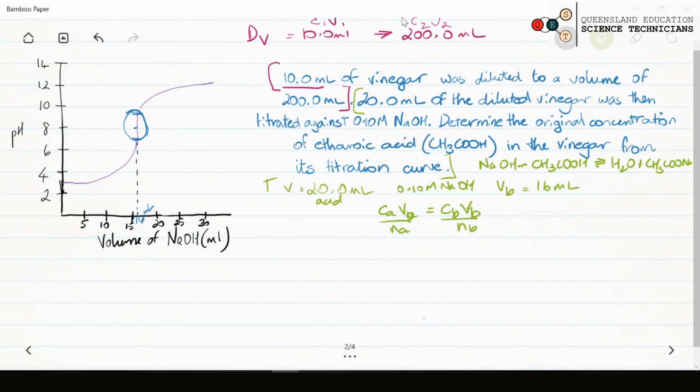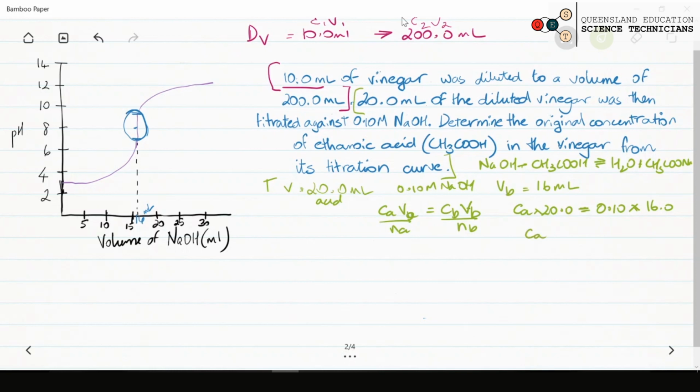So remember, I've got to use the ones that only relate to the titration. So we don't know our concentration of the acid, that's what we're trying to work out. Our volume of the acid was 20. So that's going to equal our concentration of the base, which was 0.1, times the volume of the base used, which was 16.